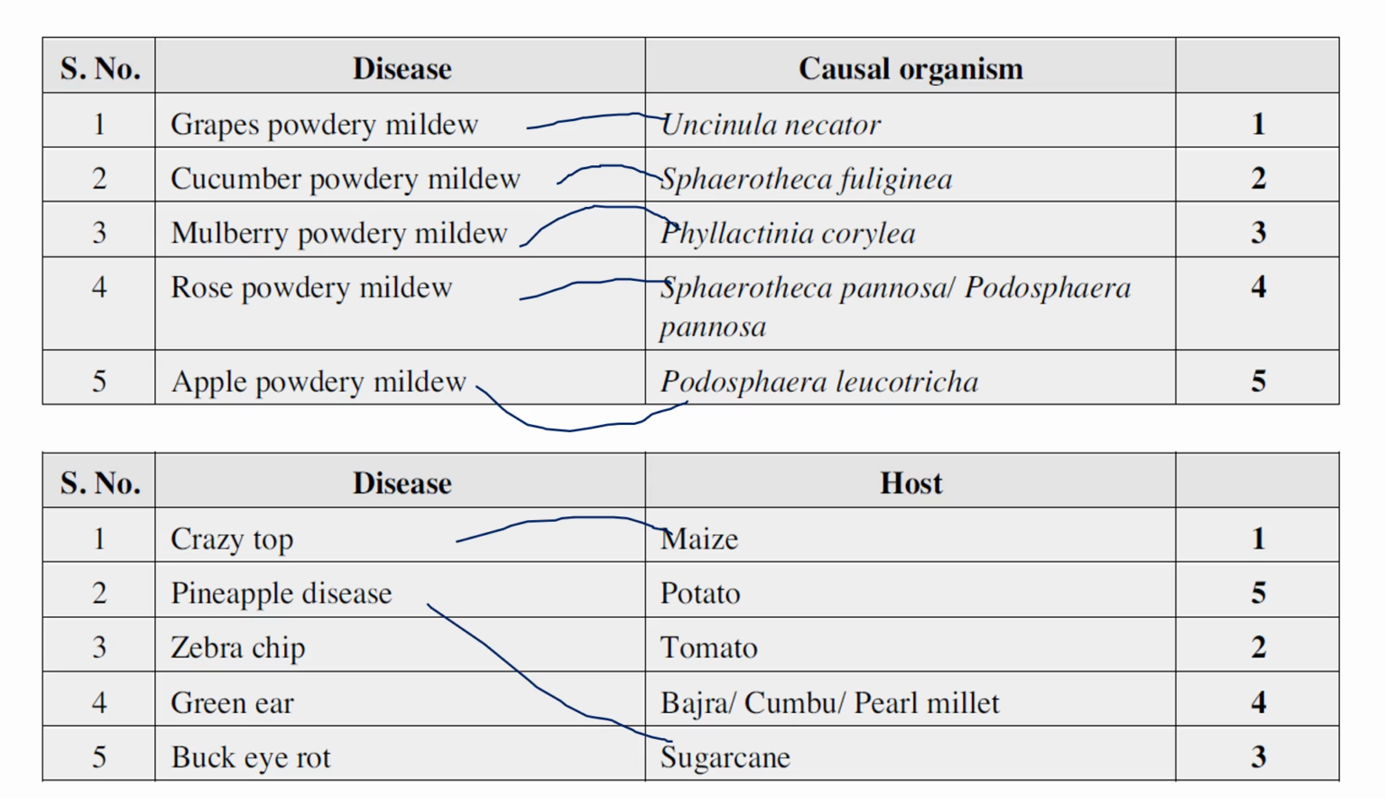So the crazy top, generally this is related to maize. Pineapple disease to sugarcane. Zebra chip is potato. Green ear of bajra or pearl millet. Buckeye rot of tomato. This is related to the crops and their host.